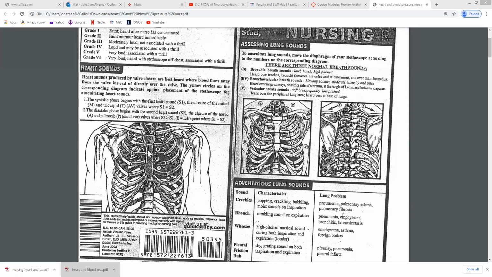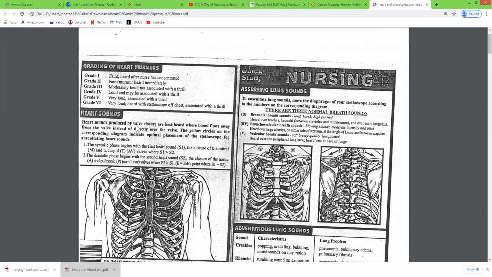All right, so one of the abnormal sounds that you might pick up on is a murmur. They grade murmurs in 6 different grades. A grade 1 is very faint, very mild, sometimes very hard to pick up on, all the way to a grade 6 that's very loud, and you can pretty much hear it just by putting your ear close to the chest. It can be that loud. That would be a grade 6.